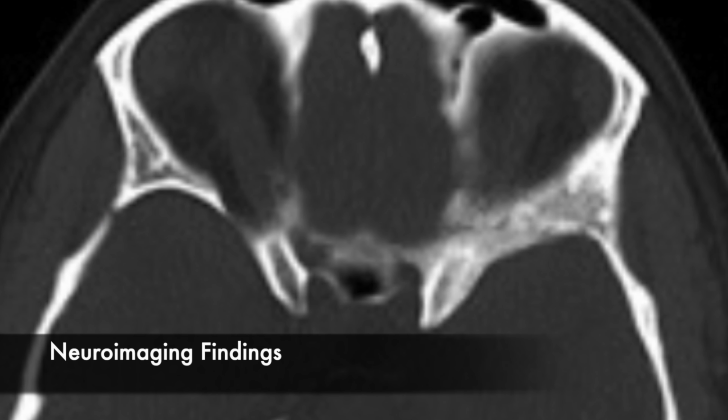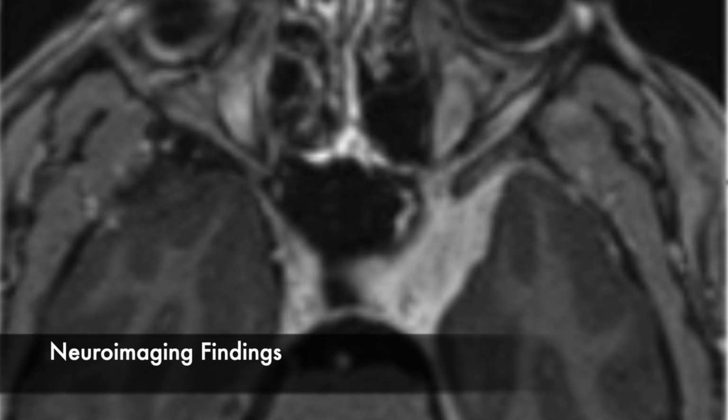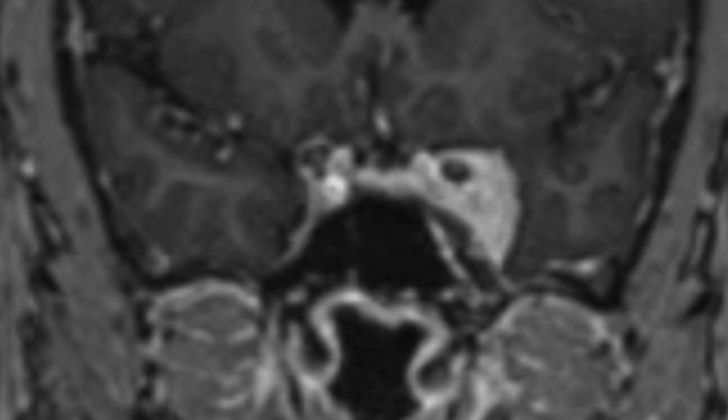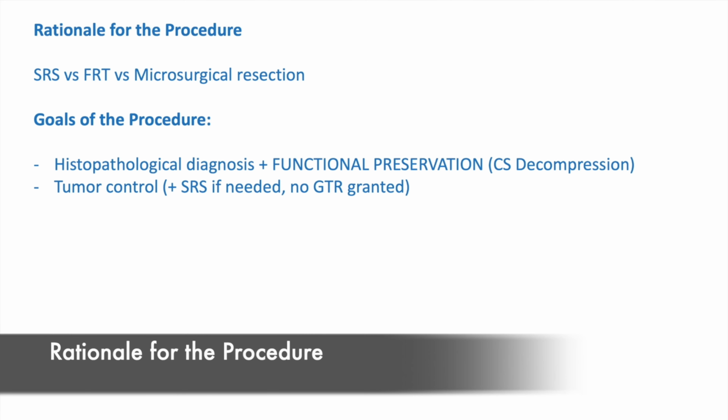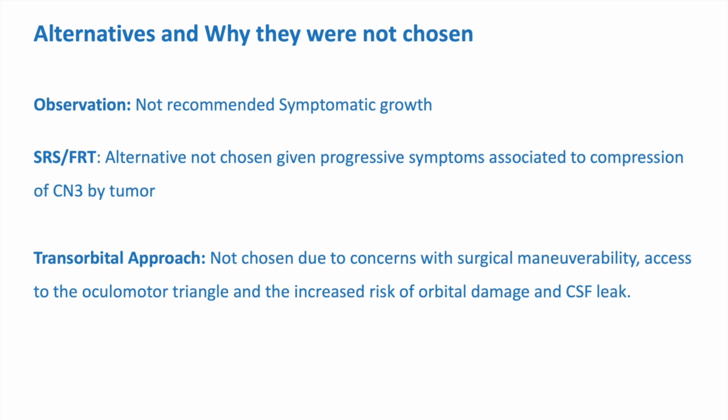Left side orbital fissure and anterior clinoid hyperostosis was seen in the CT scan, along with a cavernous sinus extraaxial lesion extending from the orbit towards the tentorial and Meckel cave. Considering the tumor size and the progressive worsening of patient symptoms, it was recommended to undergo surgical resection of the meningioma and cavernous sinus decompression through a mini-pterional approach.